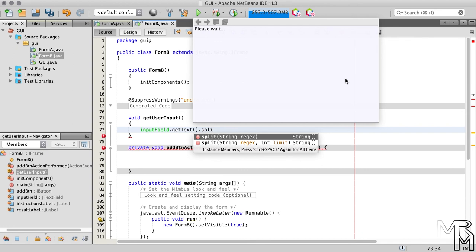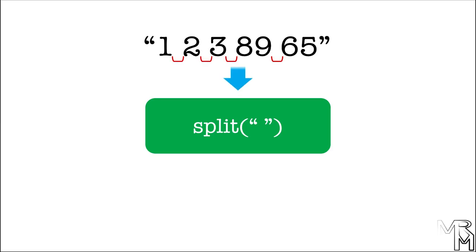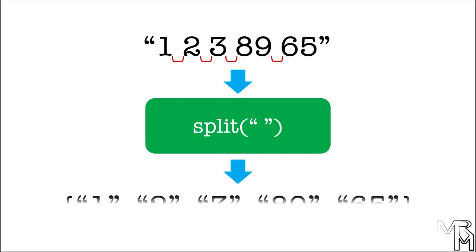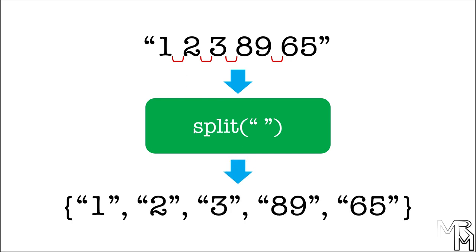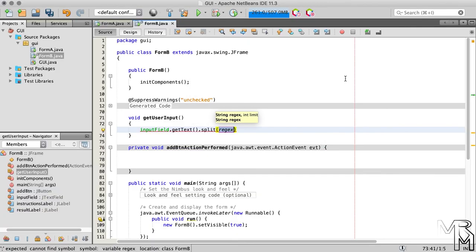There are two versions of the split method. One takes only one parameter, the other takes two parameters. We'll be using the first one. Note that the return type of the split method is string array. In other words, the split method takes a string, splits it into pieces using its parameter as a separator, and returns the individual pieces as a string array. So to store the return of the split method, we need a string array variable. And since we use a space as a separator, we pass a string consisting of one space to the split method as a parameter.